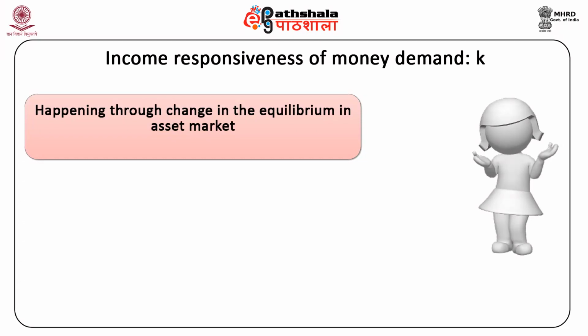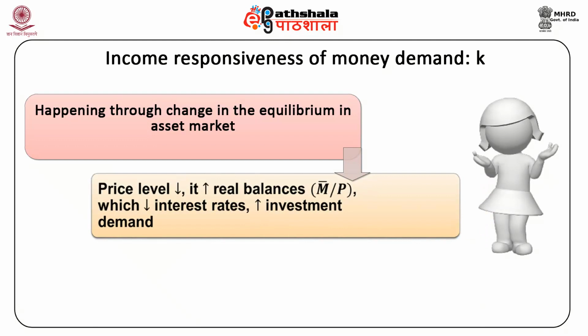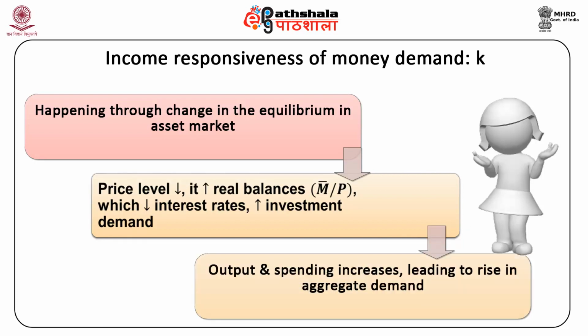Economically, this is happening through the change in the equilibrium in the asset market. When price level decreases, it increases the real balances, which reduces the interest rates, increases the investment demand, and hence output and spending increases, leading to a rise in the aggregate demand.